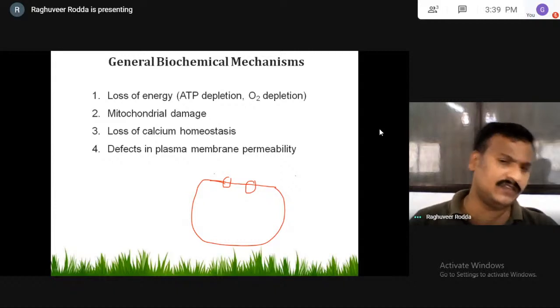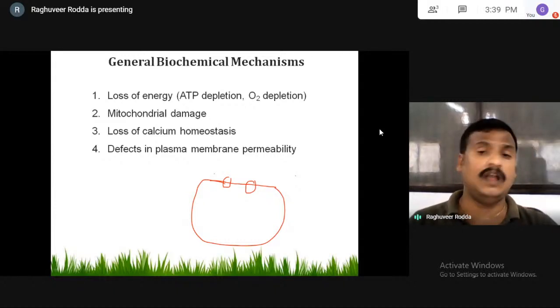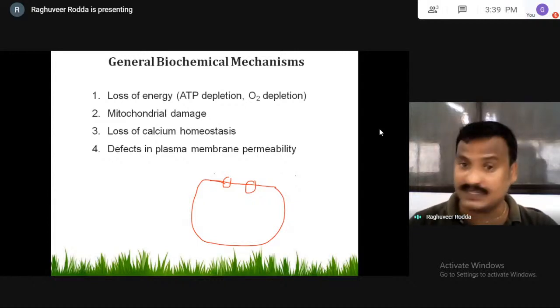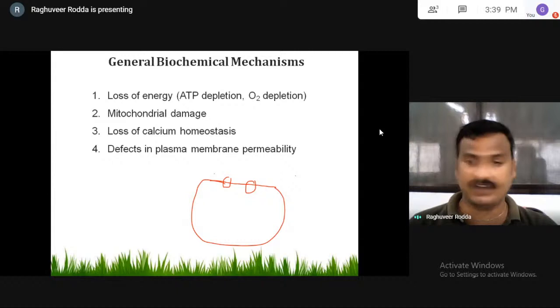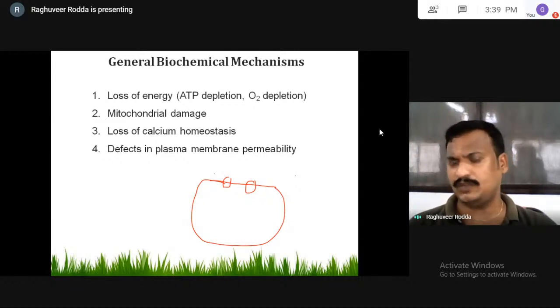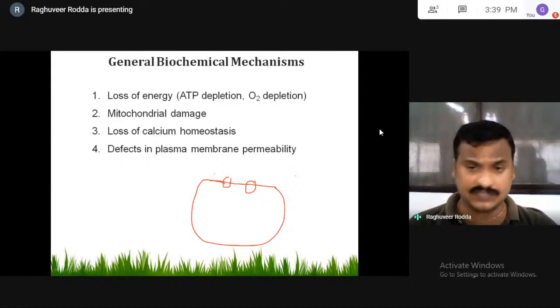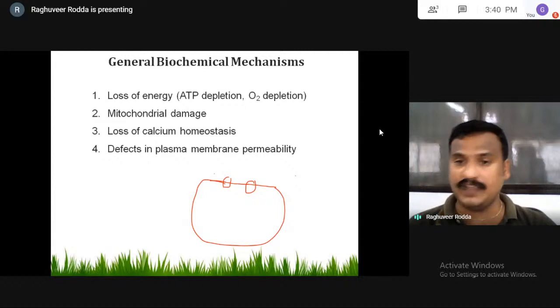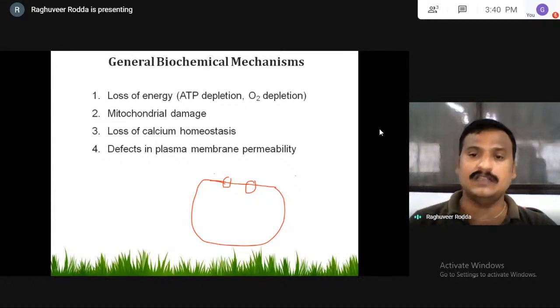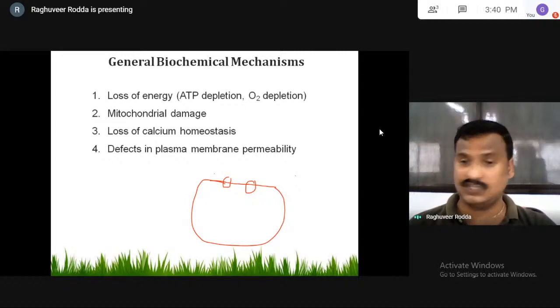So what are these protein molecules? Some are ion channels, some act as transporters, and some act as receptors. Two protein molecules of the plasma membrane are very important to maintain the intracellular concentration of ionic substances, the intracellular environment required for the proper function of the cell. One is the sodium potassium pump, and another one is the calcium pump.